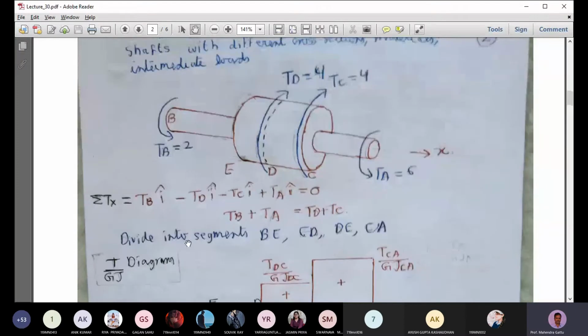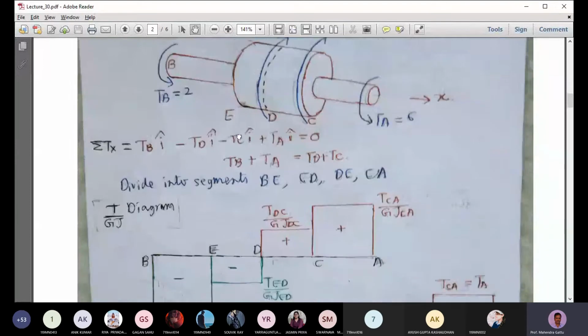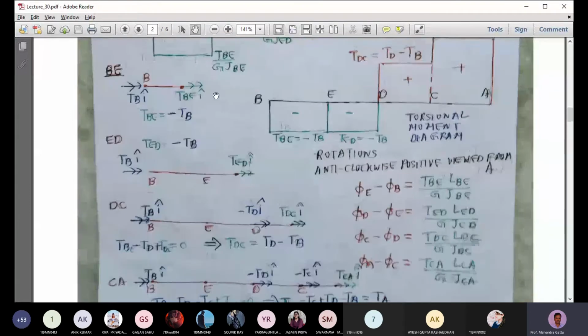Now we can look at the segment between E and D. Again we'll have the same twisting moment, there is no change. We'll have TB i cap here, and on the right face we have TED i cap. To balance, we will have TED plus TB is 0, so TED is minus TB.